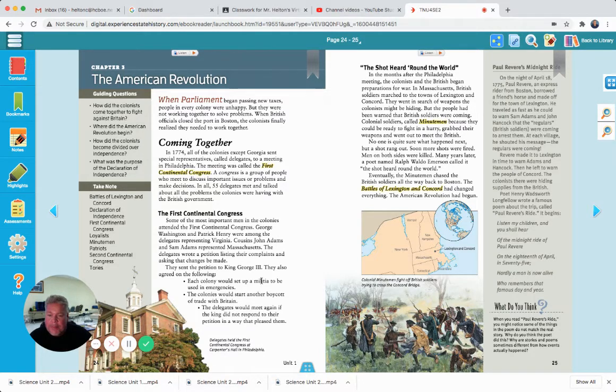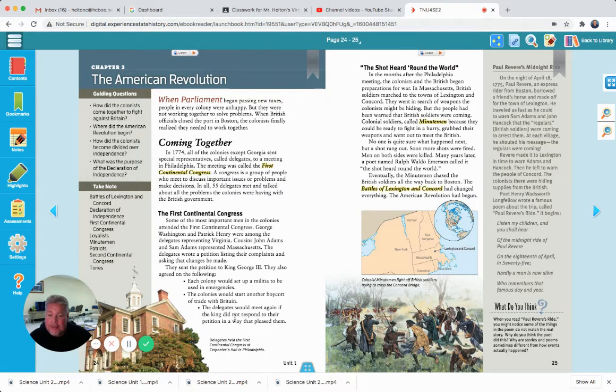Each colony would set up a militia, like a little army, to be used in emergencies. The colonies would start another boycott of trade with Britain. Remember, boycott means they're not going to buy any things that are made in Britain. And the delegates would meet again if the king did not respond to their petition in a way that pleased them. So basically, they wrote a letter to the king and they said, okay, we want you to take away these taxes. We're unhappy with your taxes. We don't like the way you did the people in Boston. You shouldn't be doing that. So we want you to stop.